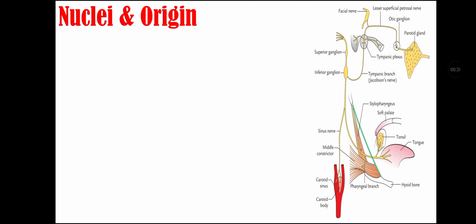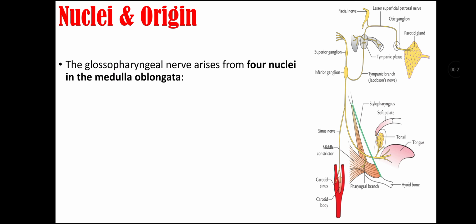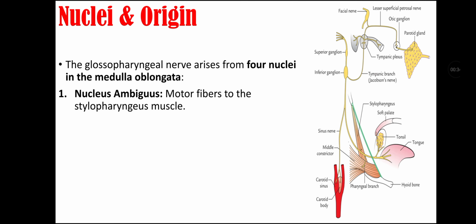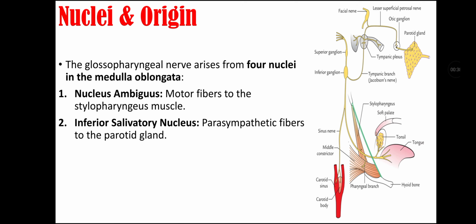Nuclei and origin of glossopharyngeal nerve. Glossopharyngeal nerve arises from four nuclei in the medulla oblongata. They include nucleus ambiguus that gives motor fibers to stylopharyngeus muscle. Second nucleus is inferior salivatory nucleus that gives parasympathetic fibers to the parotid gland.